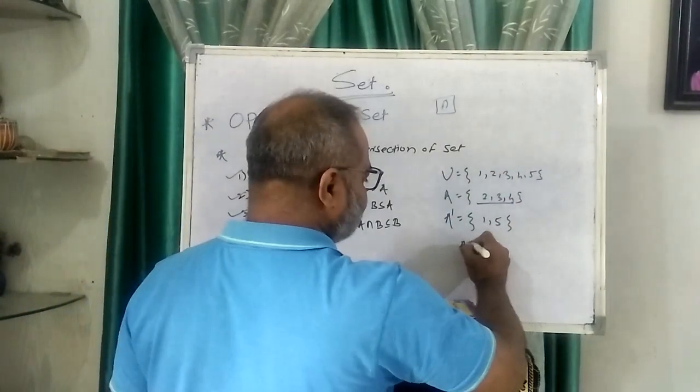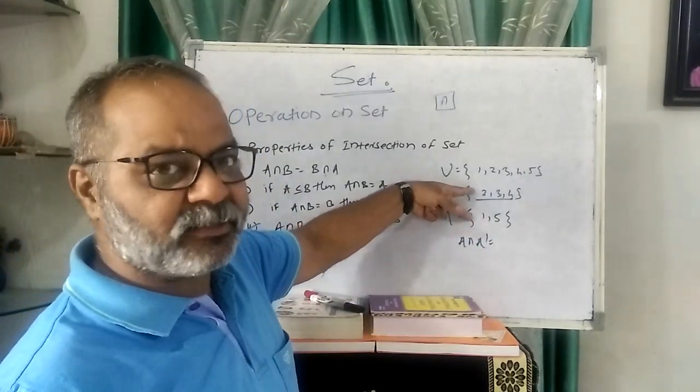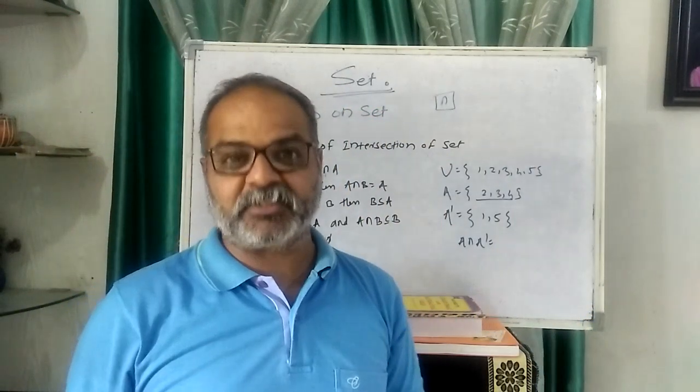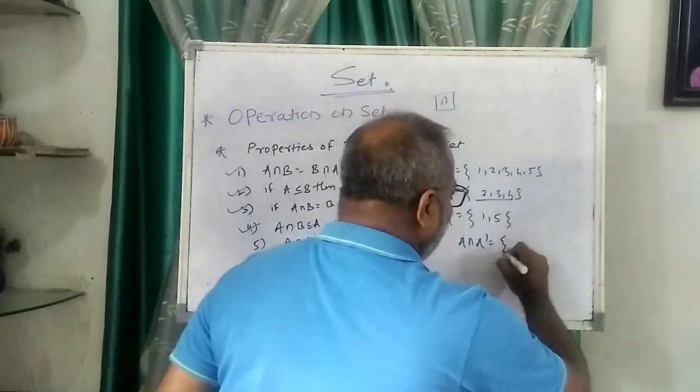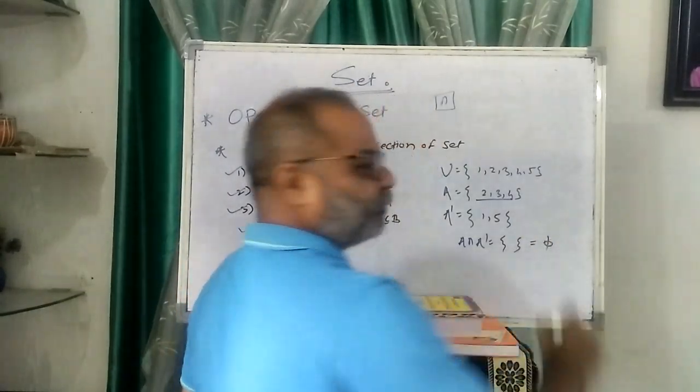So A intersection A dash. Can you think of any common element between A and A dash? No, because complement means deleting the elements from the universal set. So there is no element present in A intersection A dash. So this is the empty set.